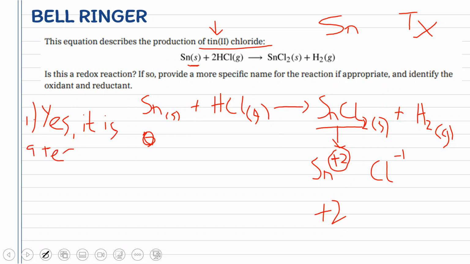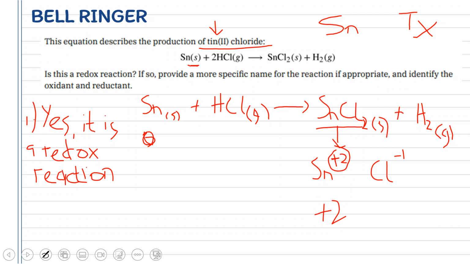Okay, that's the first response. It's a redox reaction, because we're seeing a change in the oxidation number. Once there's a change in any oxidation number in any of the elements, there's a redox reaction going on. So we have settled that. Now, which type of redox reaction?